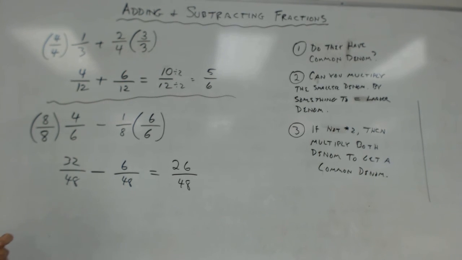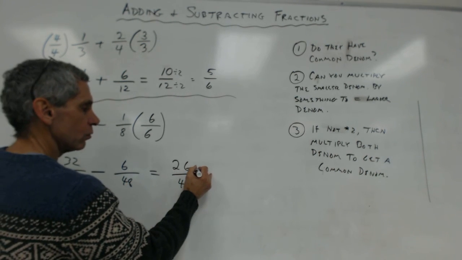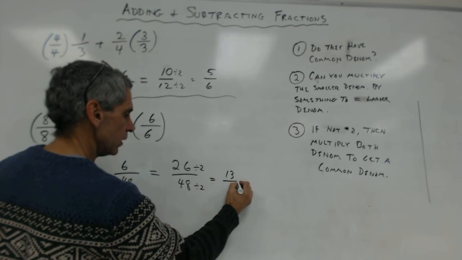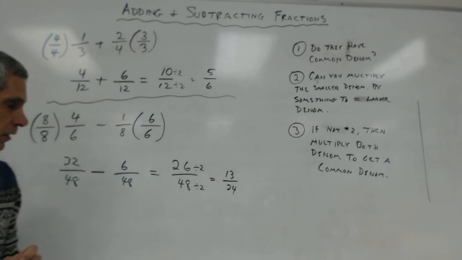Okay, so Luke is dividing both top and bottom by 2. So 13 over 24. And I think that's about it.